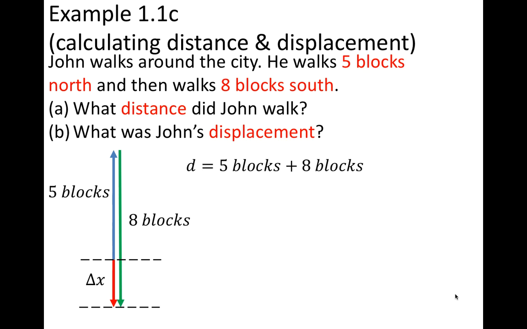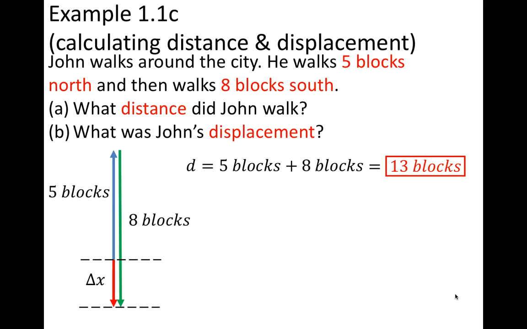To calculate the distance that John walks, we need to find the length of the path that John walked. So we add the 5 blocks plus the 8 blocks for a total of 13 blocks. To find John's displacement, we can add the 2 smaller displacements of 5 blocks and 8 blocks.